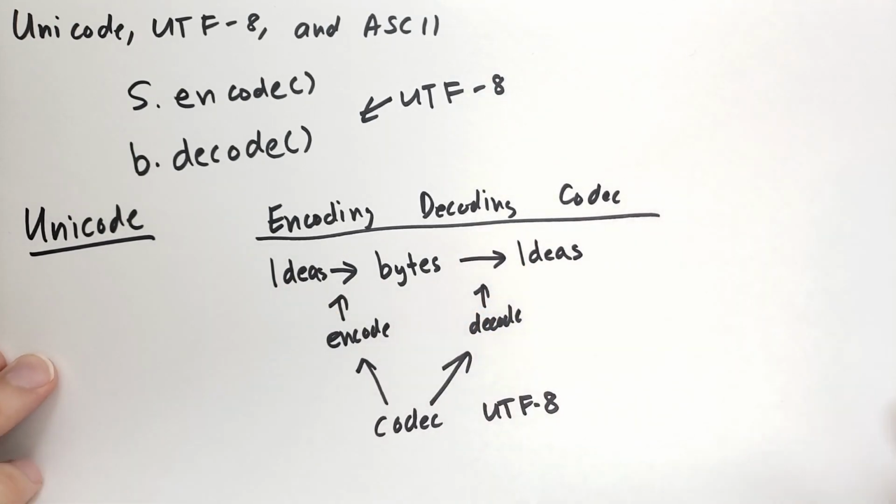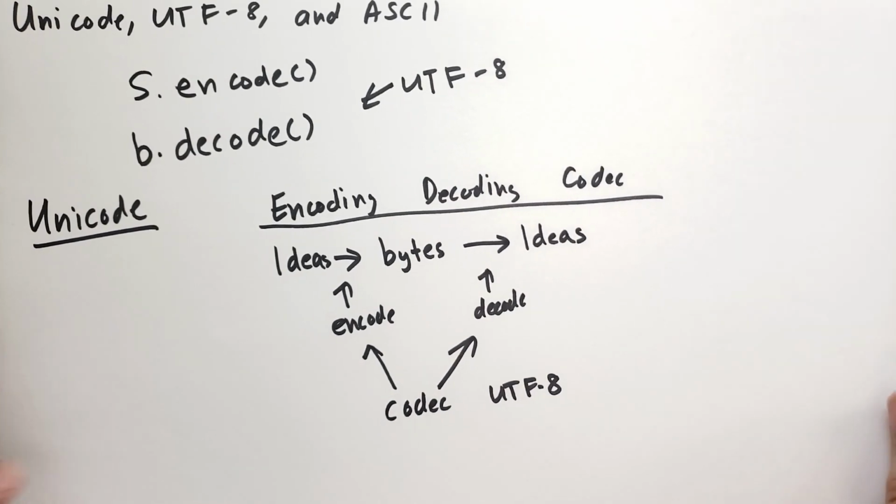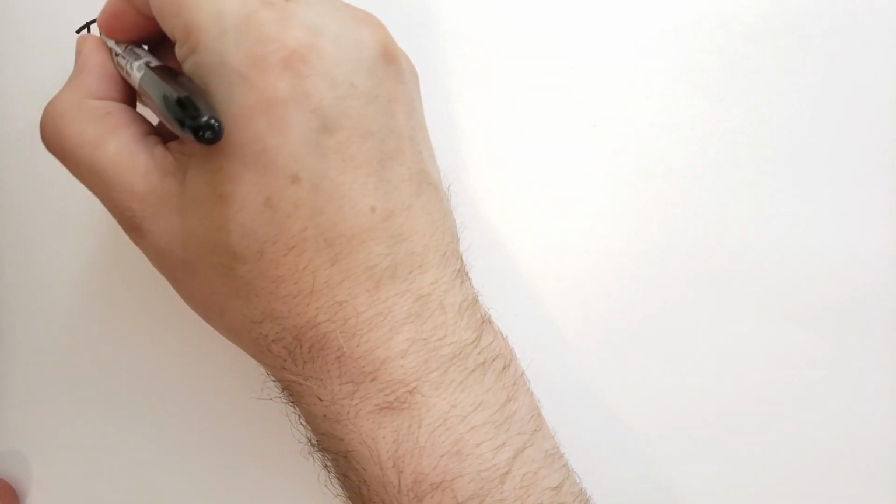So let's talk about language and encoding language and all that kind of stuff. So a bit of a history lesson. So how do humans communicate thoughts?